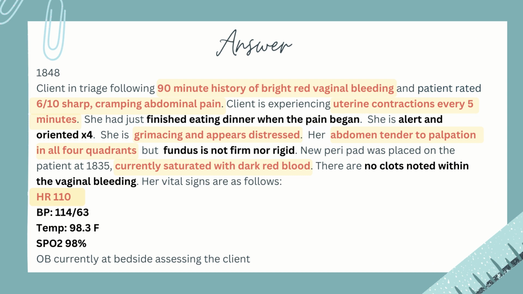All right, her pad is saturated. What do you think about this one? Yeah, absolutely. A hallmark of abruption is dark red vaginal bleeding. And then we look at her vital signs here. And the only one we would consider abnormal at this point is that her heart rate is a little bit tachycardic. And that could be an indicator of blood loss.